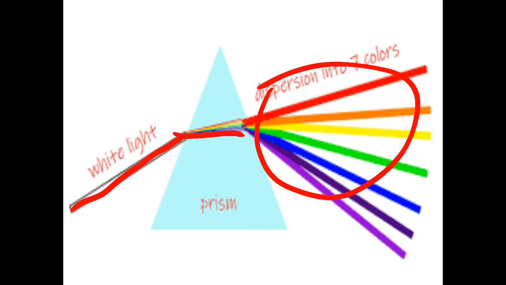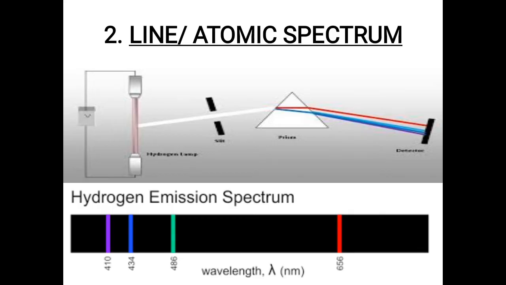But this is not the case when we pass light by any element or its compound in its excited state. How we do it? When any element or its compound is volatilized on a flame, or the light emitted is seen through any spectrometer, we see different lines on the dark background like this. As we are getting our spectrum in line form, that's why it is called as line spectrum.